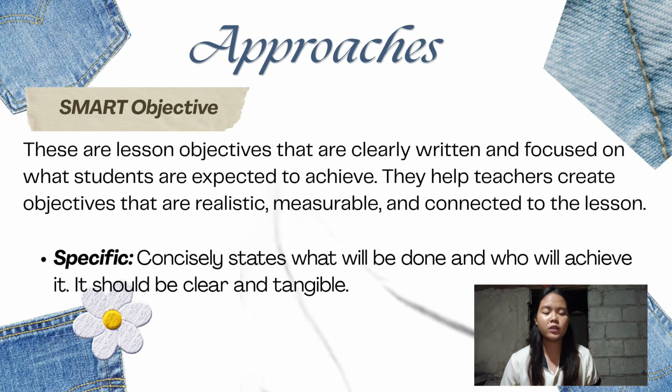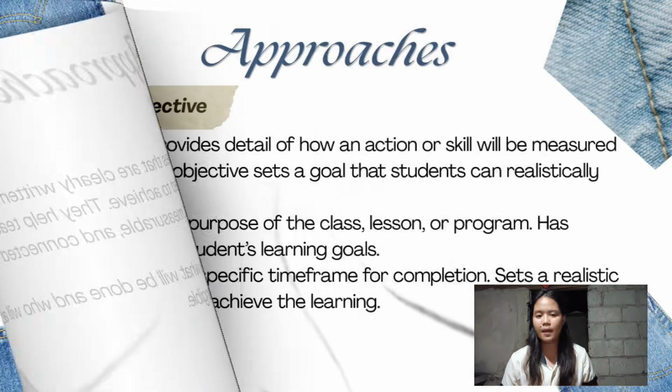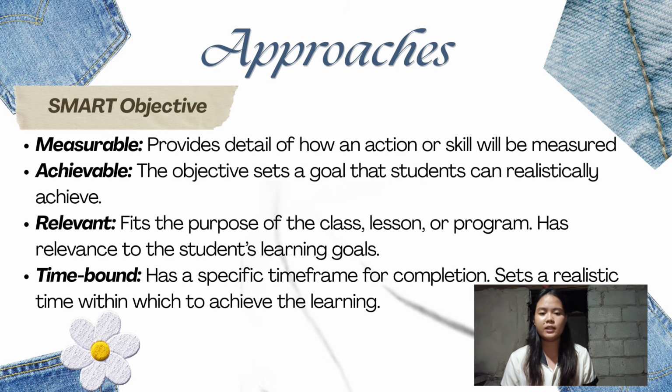Now let us move on to the first approach, which is SMART objectives. Now that we understand what lesson objectives are, let us talk about one way of writing them. The first approach is the SMART objectives. SMART helps us make objectives that are clear, realistic, measurable, and connected to the lesson. SMART stands for specific, measurable, achievable, relevant, and time-bound. Now let's go through them one by one.